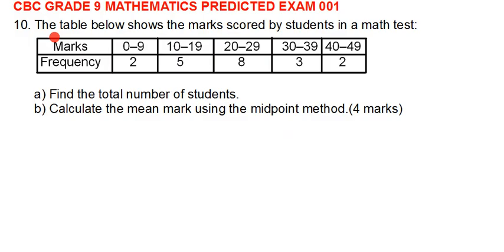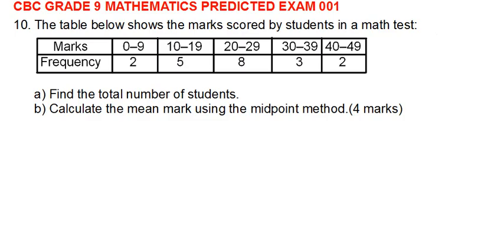We are told the table below shows the marks scored by students in a maths test. The first row is marks: 0 to 9, 10 to 19, 20 to 29, 30 to 39, 40 to 49. Frequency represents the number of students. The number of students that scored between 0 and 9 were 2. Between 10 and 19 were 5. 20 to 29 were 8. 30 to 39 were 3. 40 to 49 there were 2.